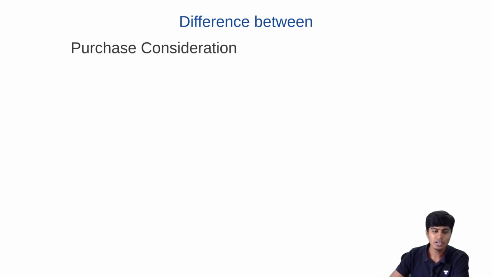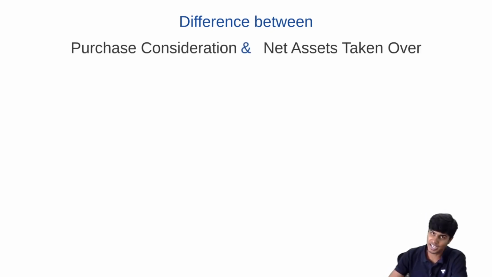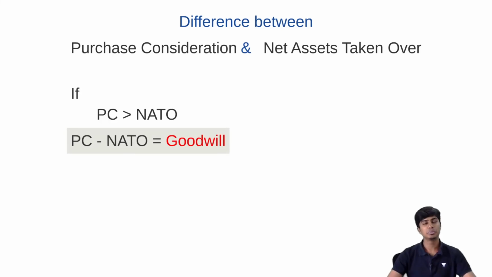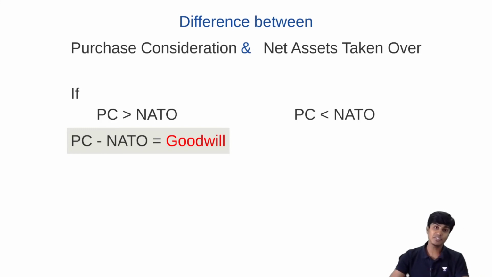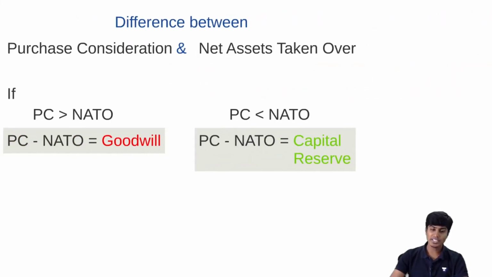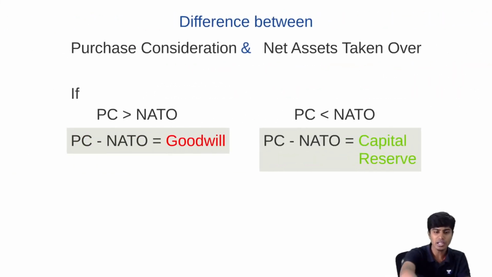Let me show this to you. Difference between purchase consideration and net assets taken over is what we're discussing. If my purchase consideration is greater than NATO, I'm paying more, that is capital loss, which will be transferred to the goodwill account. PC minus NATO is goodwill. In the alternative scenario, if my purchase consideration is less and what I'm getting from net assets of the transferor is more, I'm making profit, and such profit will be transferred to capital reserve. Get that? That's it.